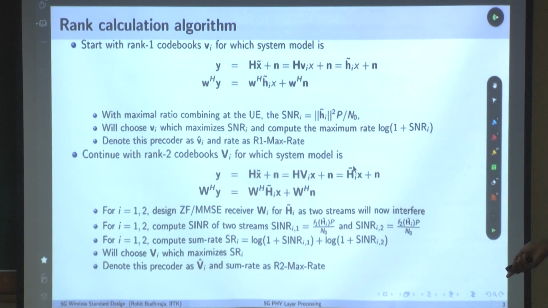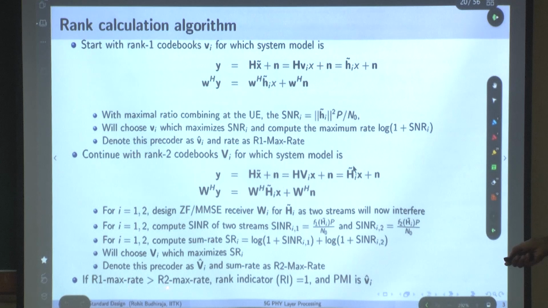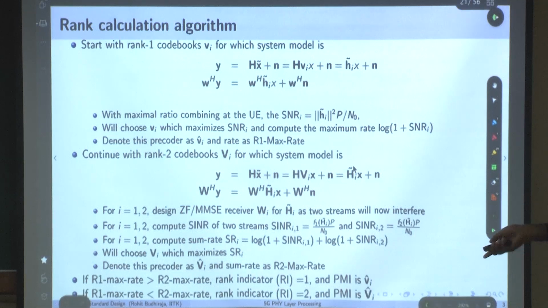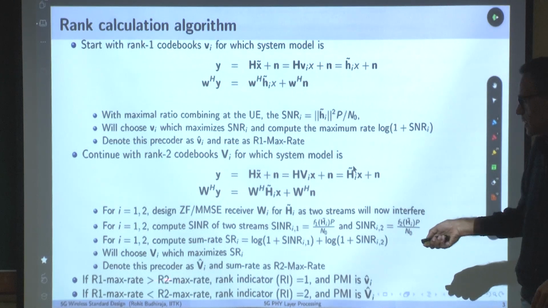Correct? Okay. What will I do? If R1 max rate is greater than R2 max rate, what does it tell? Rank is 1, right? Okay. Rank indicator is 1 and the precoder matrix indicator which will be fed back is Vi tilde. If it is the other way around, isn't this very intuitive?